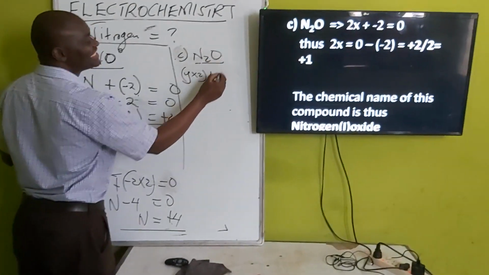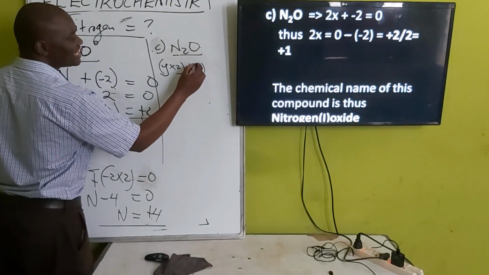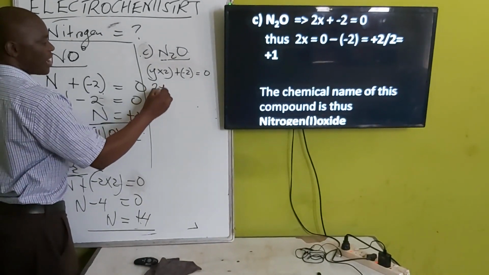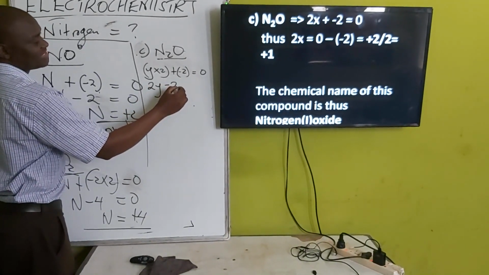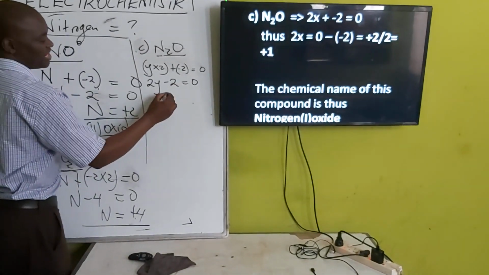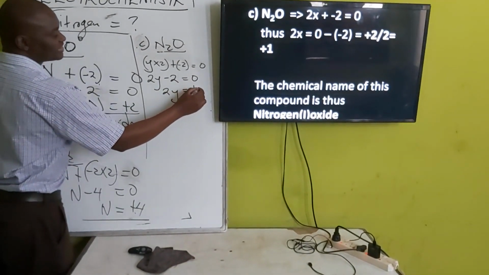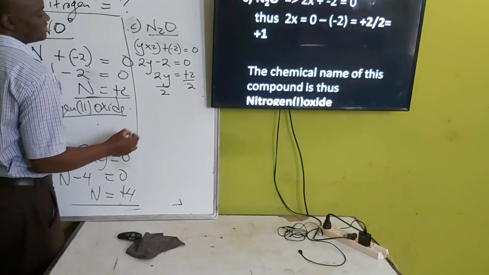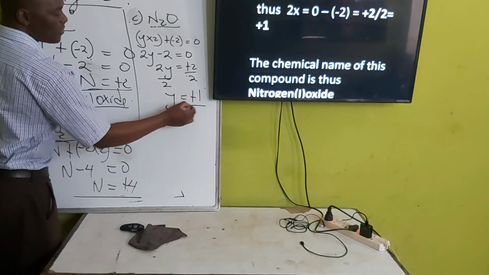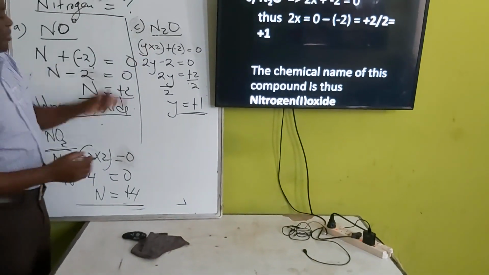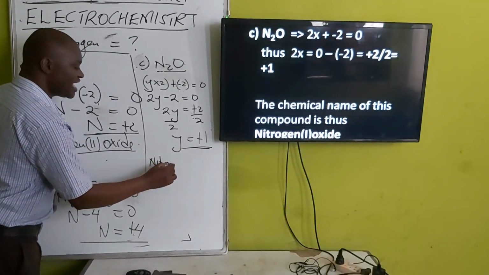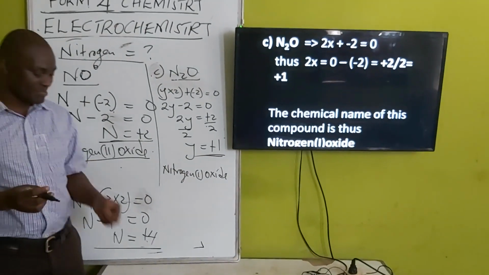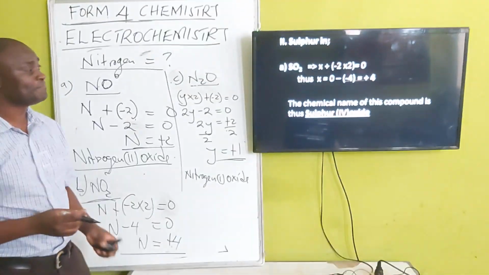Plus oxygen is -2. This should give us 0. So we have 2y minus 2 is equal to 0. So 2y is equal to +2. Then we divide by 2, so y is equal to +1. That's why this compound is called nitrogen 1 oxide. So you can see where the name comes from.